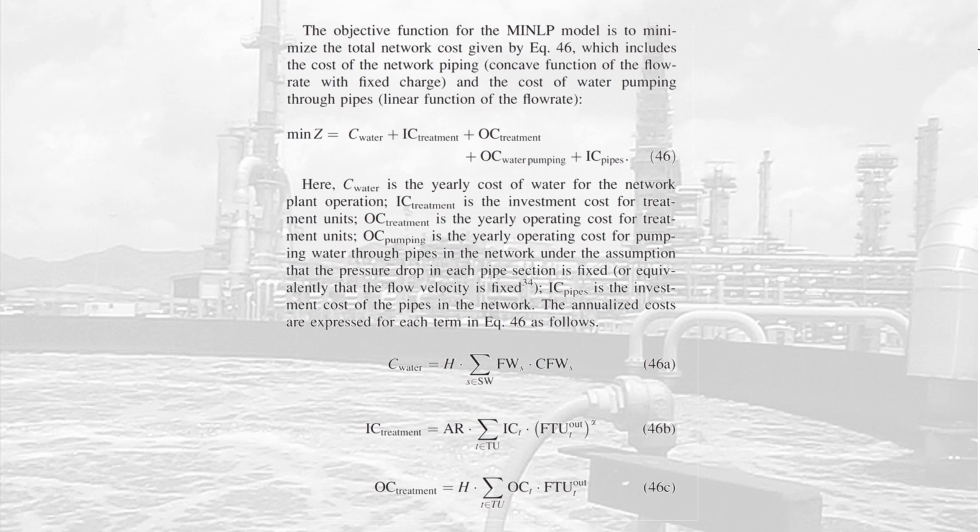Here, C water is the yearly cost of water for the network plant operation. IC treatment is the investment cost for treatment units. OC treatment is the yearly operating cost for treatment units. OC pumping is the yearly operating cost for pumping water through pipes in the network, under the assumption that the pressure drop in each pipe section is fixed, and IC pipes is the investment cost of the pipes in the network. Notice that concave cost functions are involved in equations 46b and 46e, which are additional sources of nonconvexities to the bilinearities in the mixer equations 7, 19, 27, and 38.